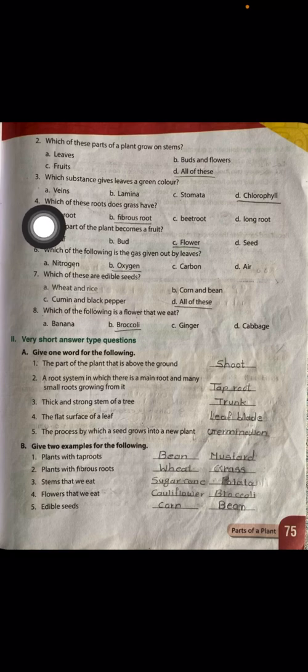Fourth one is: which of these roots does grass have? ग्रास के कैसे रूट्स होते हैं? ऑप्शंस आर ऑप्शन ए टैप रूट, ऑप्शन बी फाइबर्स रूट्स, ऑप्शन सी बीट रूट एंड ऑप्शन डी लॉन्ग रूट. ऑफ कोर्स इट्स फाइबर्स रूट, राइट? देयर इज नो मेन रूट, अलग अलग रूट्स होते हैं, तो इट्स फाइबर्स रूट. फिफ्थ वन इज: which part of the plant becomes a fruit?